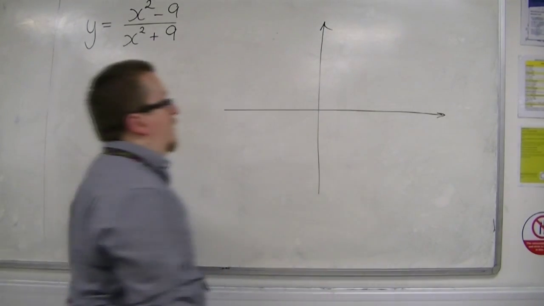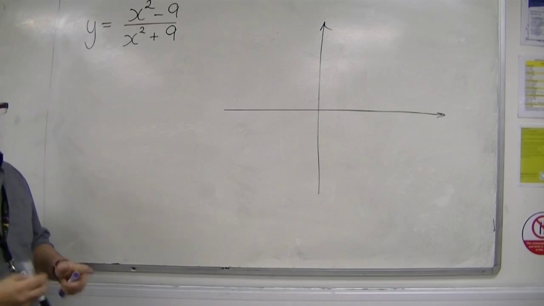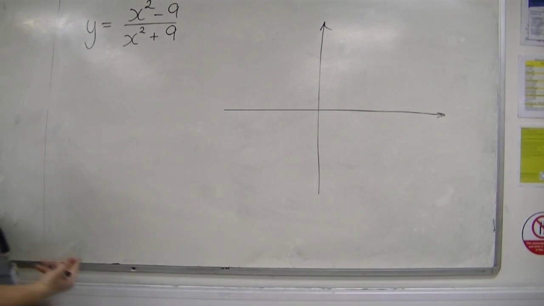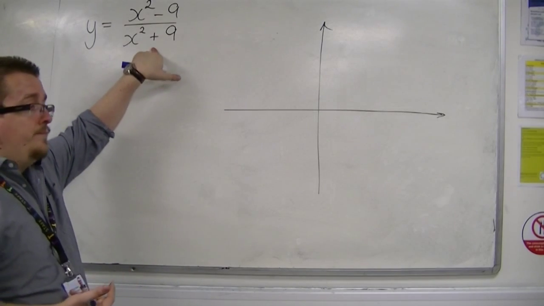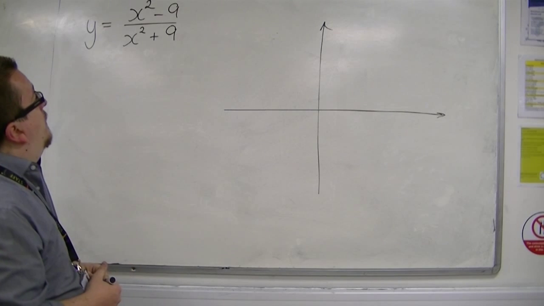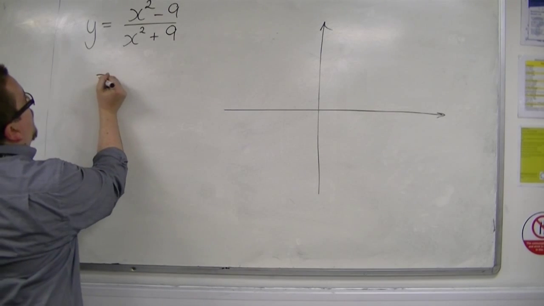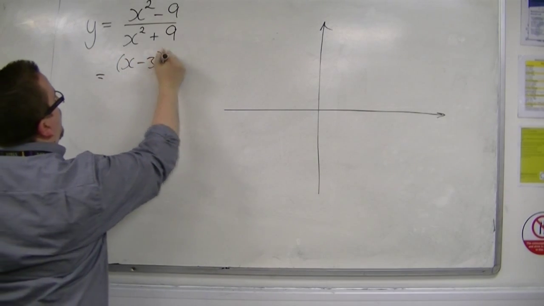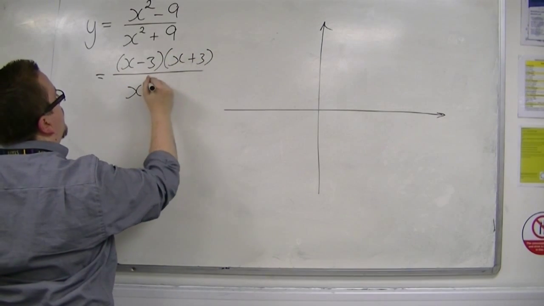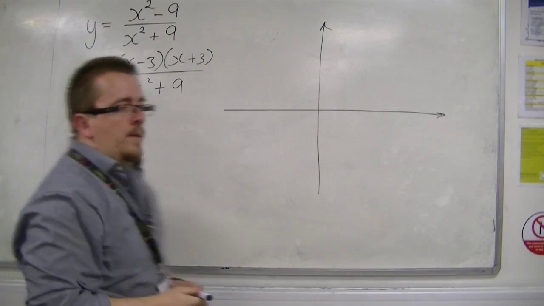The first thing that we want to do is identify any vertical asymptotes, and that's going to occur when the denominator is 0. Now, what we can see from this is that we can factorise the top of the fraction. That's the difference of two squares. But we can't factorise the bottom.